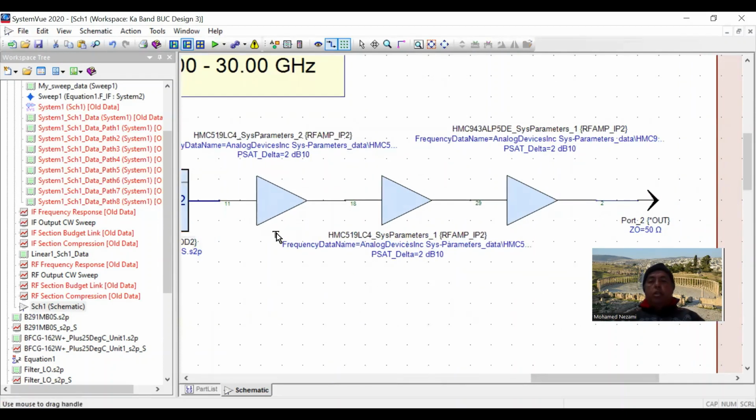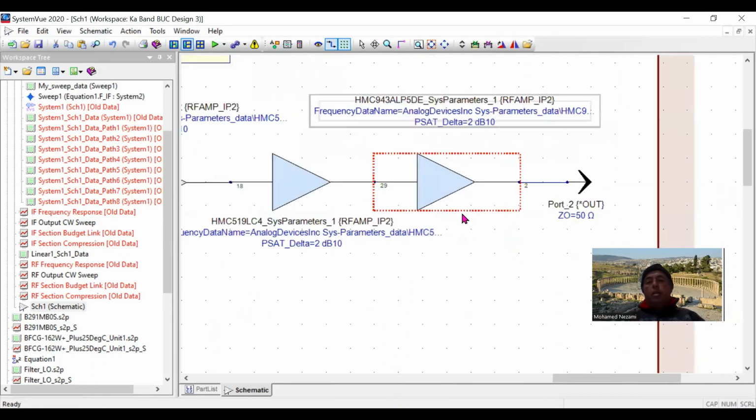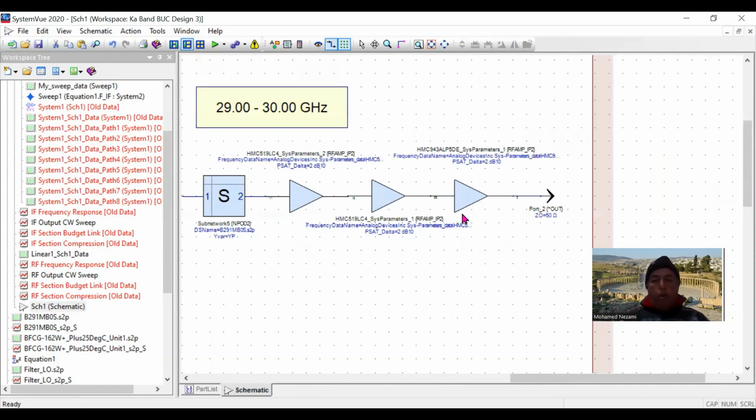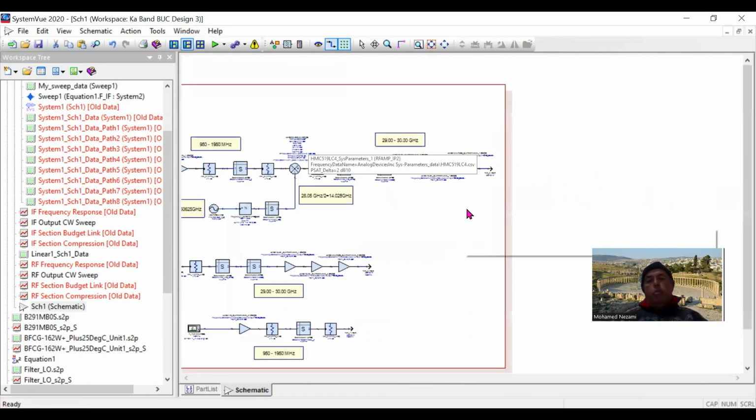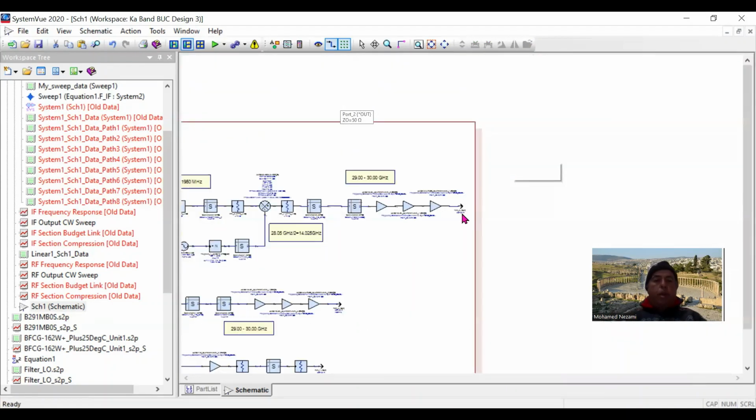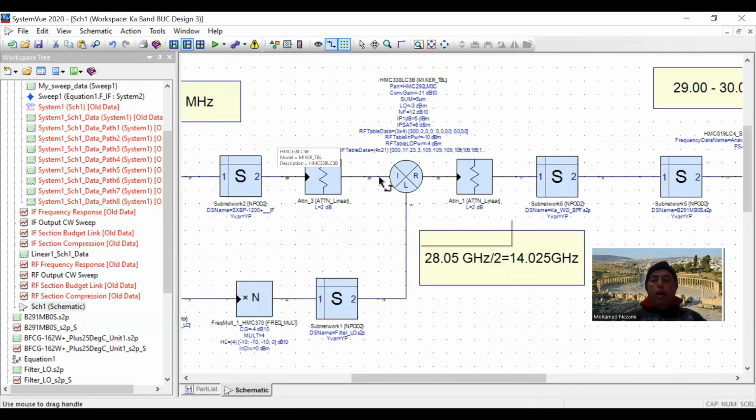I use 3 stages. These are all GaAs MMIC devices, okay? And so we've got the HMC519 here, and then the same device, I'm using it again. A final device, this is a 1.5 to 2 watt device, which is a GaAs device also. This is the HMC943. All of these devices are from Analog Devices. So that puts me out at close to 2 watts, somewhere between 1.5 to 2 watts, depending on how hard you drive the IF in here.